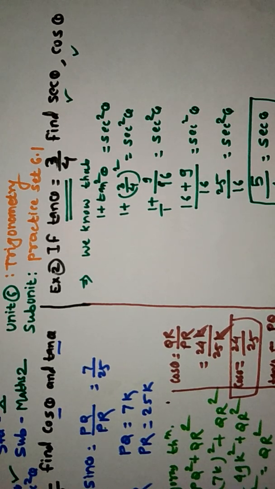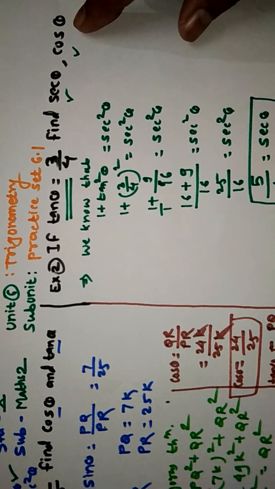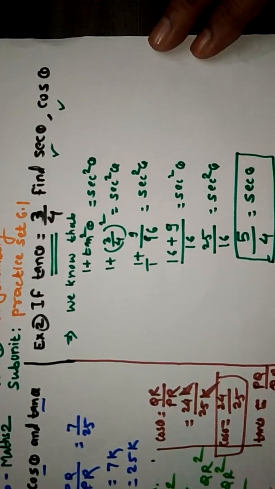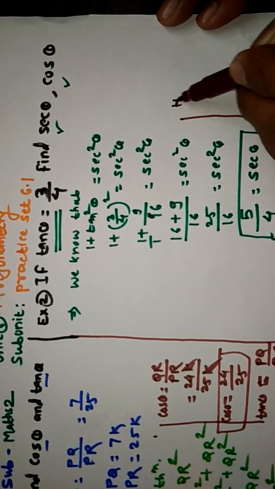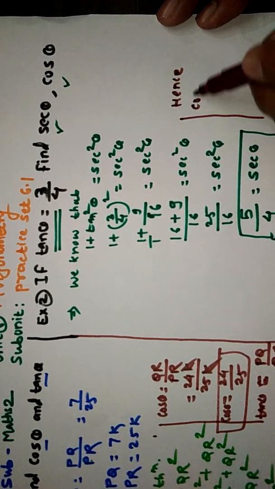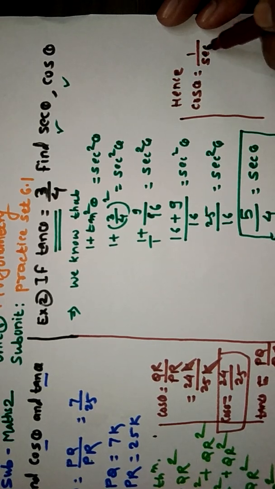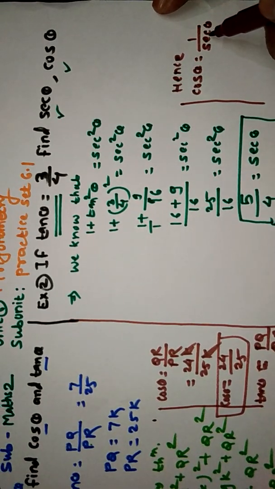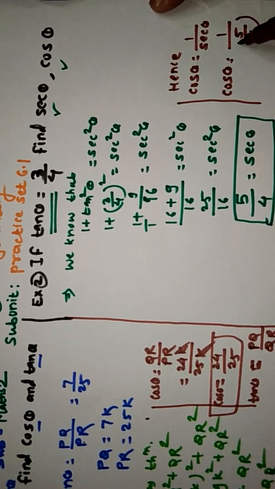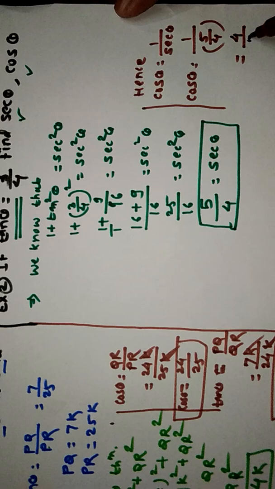Then how can we find the value of cos theta? We know cos theta is the reciprocal of sec theta. We found the value of sec theta. Substitute here. Cos theta is equal to 1 upon 5/4. Now what is the reciprocal of 5/4? It gives 4/5.